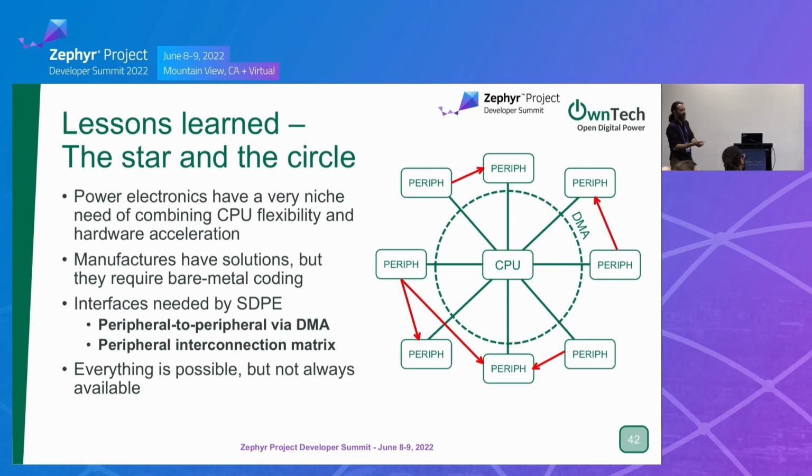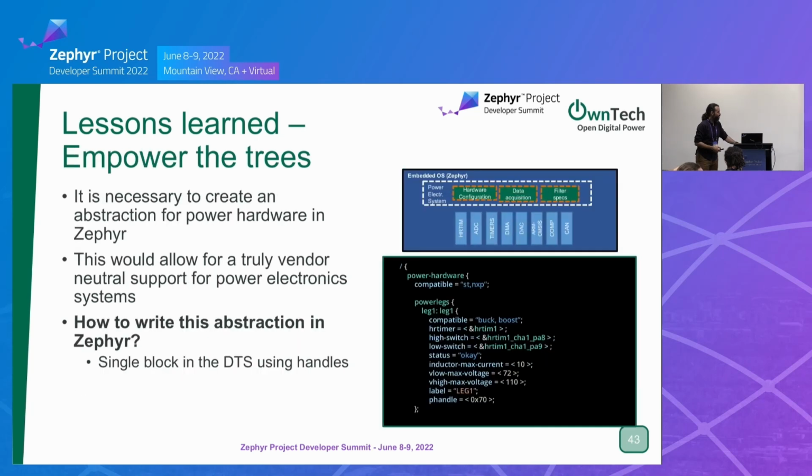We had to implement it ourselves in many cases, and I understand it's a very niche request to have access to this interconnection matrix. So everything is possible, but not always available. That's one key takeaway from our experience.